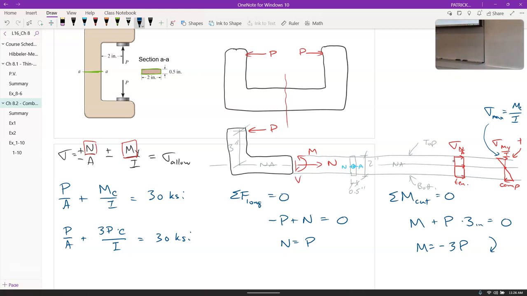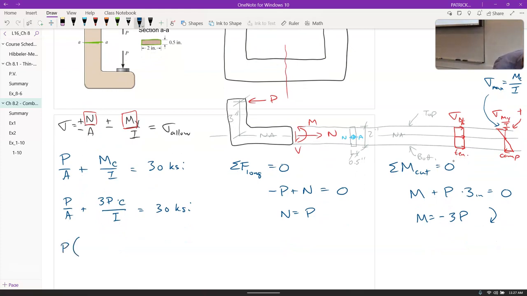So wanting to solve for P, I've got P in this expression, P in this expression. These are in variable format, but the area I know is 2 times half inch. I can solve for I as BH cubed over 12. C would be the distance from the neutral axis to the outer edge, 1 inch. So I can rearrange all those terms and solve for P.